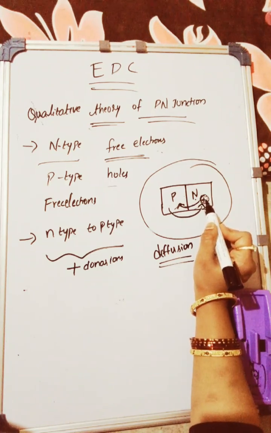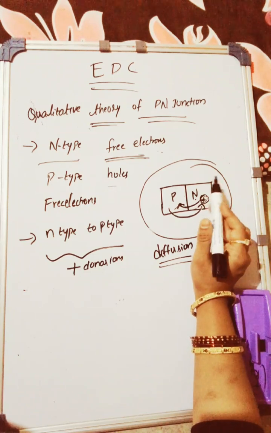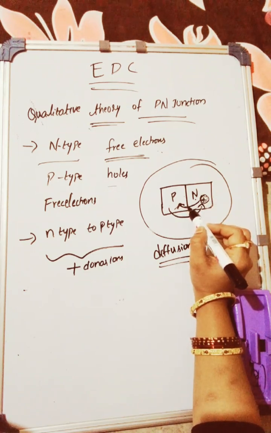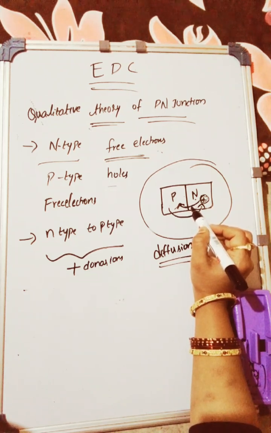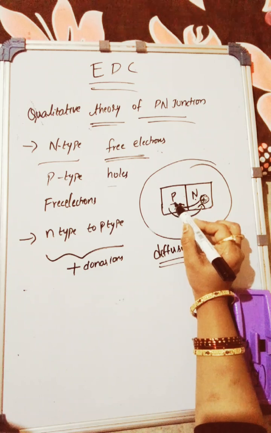At the same time, the free electrons cross the junction and uncover the negative acceptor ions by filling in the holes. Hence, a net negative charge is established on the p side of the junction.